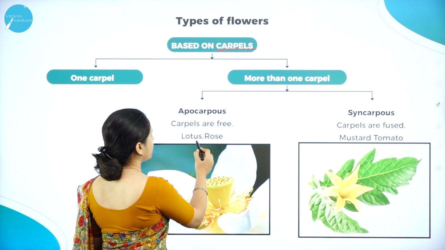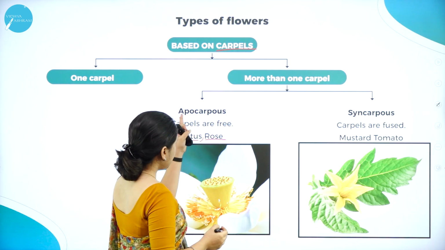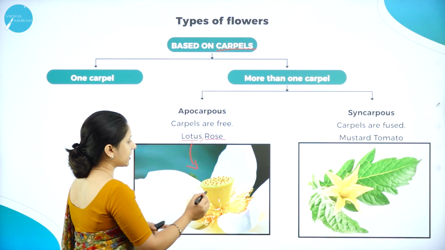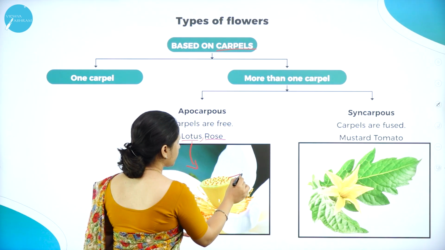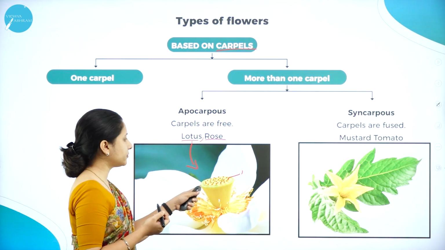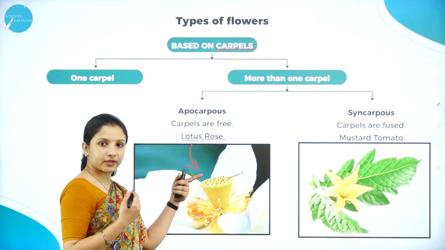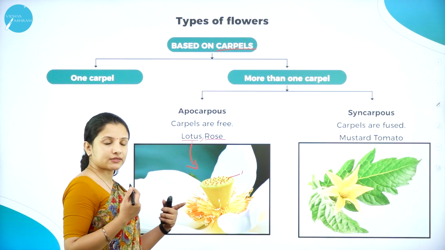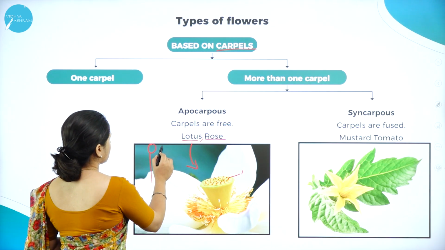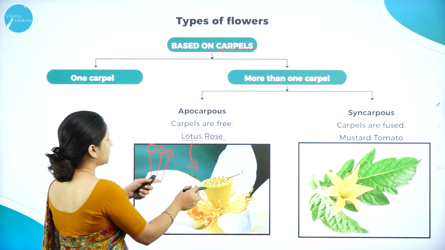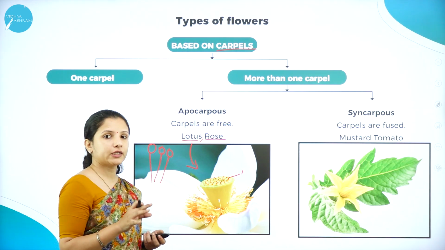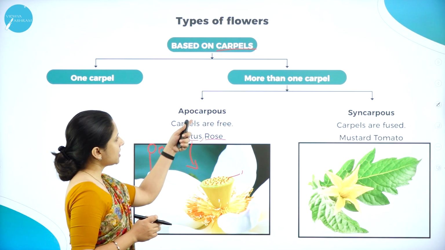The best examples I've taken here are lotus and rose. In apocarpous, the carpels will be free. Here I've taken the example of a lotus flower. Can you see here? There are numerous carpels, 1, 2, 3, 4, 5, numerous carpels. That is, more than one carpel is present. But the question is, is it free or fused? The carpels are free, free in nature. Each carpel will have its own ovule, its own locule, and its own ovary. So each carpel will be free.